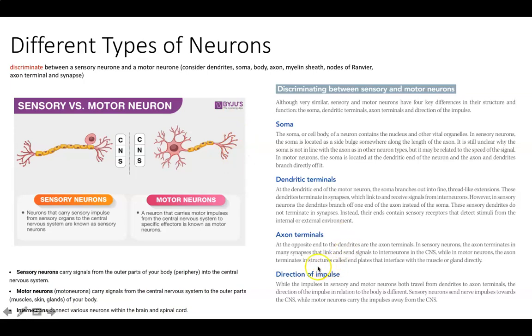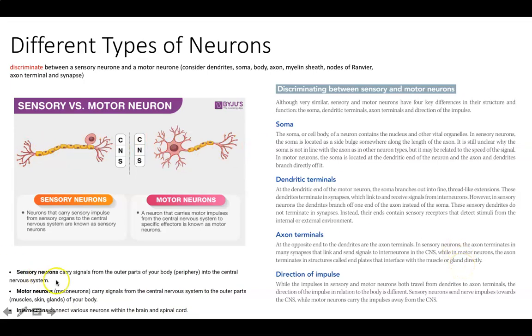Direction of impulse. While the impulses in sensory and motor neurons both travel from dendrites to axon terminals, the direction of the impulse in relation to the body is different. And you can see that here. So if the CNS is here, we go this way, but then if we're going back from dendrites, CNS, dendrites, we're going out to the effectors. So to the CNS, from the CNS.